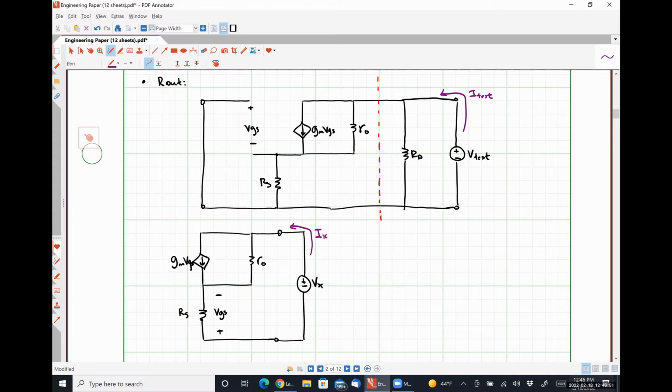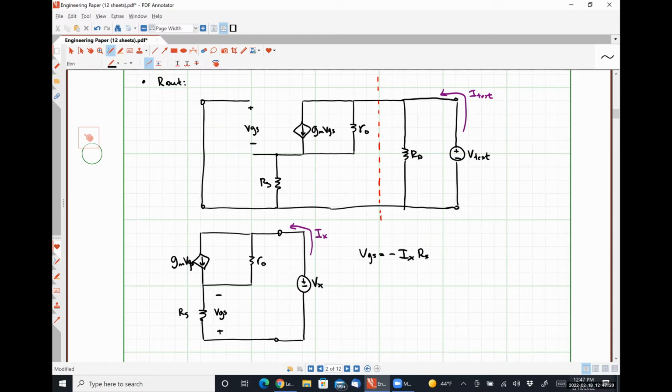using Ohm's law, I can say that vgs is simply negative Ix times Rs, because all of this test current Ix splits and then recombines before it flows through that resistor Rs.